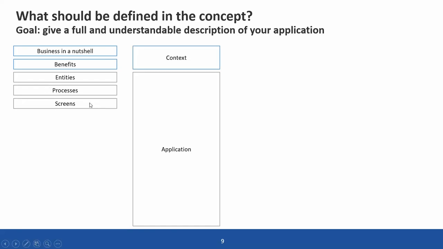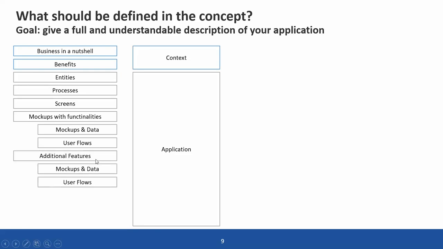Then after the processes, we'll see how you will cover the processes with the screens, so in which screens you will deal with which processes. After the screens, you will go into every screen and think about the mockups, the wireframes, and the data, and in the second part the user flows that are necessary to do those things. And in the end, you will have additional features, also with mockups and user flows.